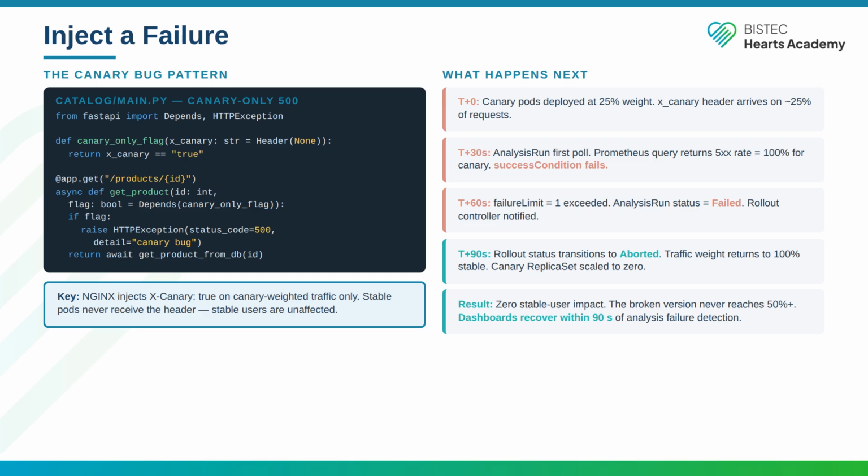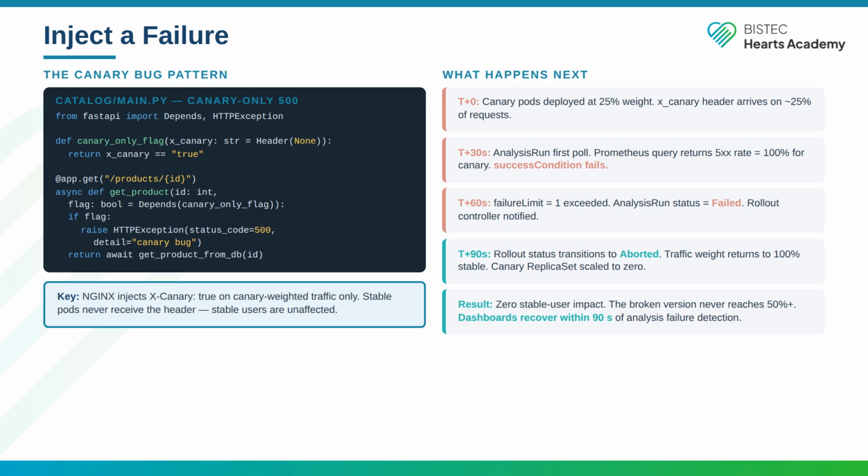The pattern uses a feature flag implemented as a Python dependency. The canary-only flag function checks an HTTP header. When the header is present, the endpoint returns HTTP 500. When the header is absent, it returns the normal response. In the canary replica set, an environment variable activates the flag. In the stable replica set, the variable is absent. Canary traffic carries the header.